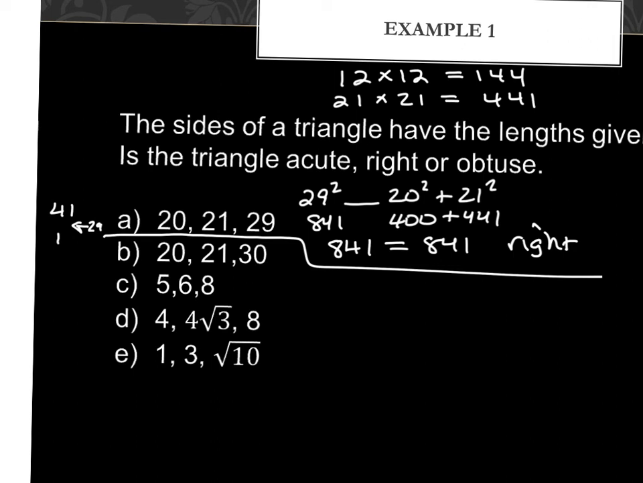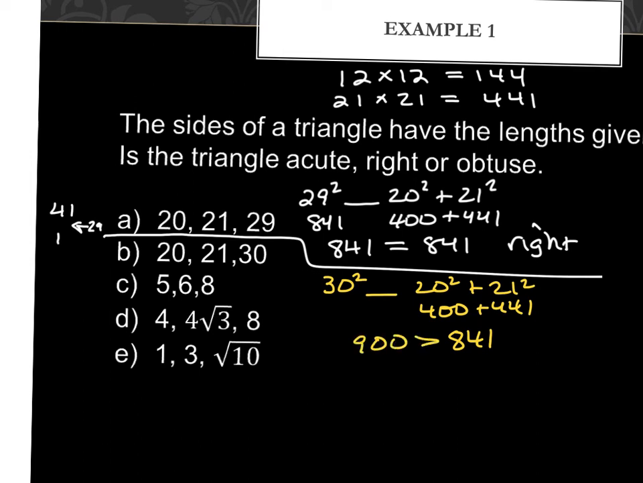Again, double check it. 20 plus 21 is 41. Subtract them, you get 1. 30 is in between. These are good. So now let's take 30. We're going to square it. 20, square it, and add it to 21 squared. Well, I just did this one. I got 841. So 400 plus 441 gives me 841. So now I just have to square the 30, and that gives me 900, making c squared larger. So this is going to be an obtuse triangle.